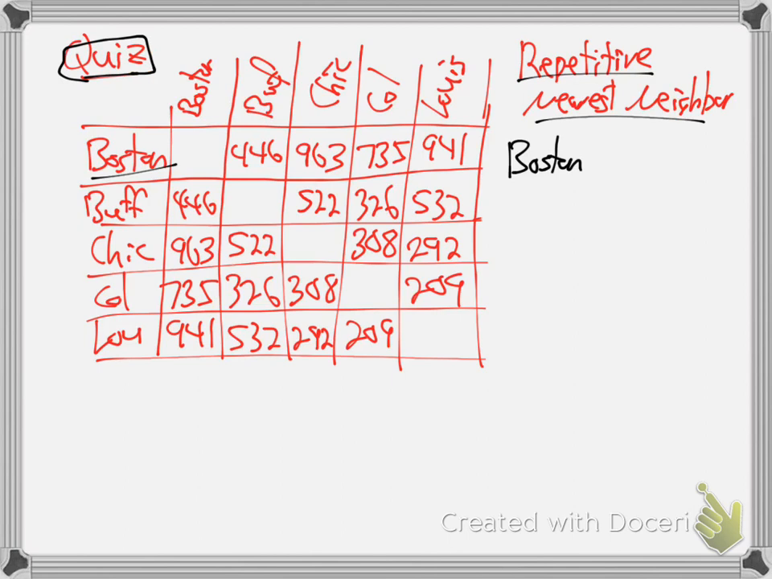Let me help you with reading this chart. As you go across the top, when it says Boston to Buffalo is 446, that's how far apart they are. You go across with your hand and down. So Boston to Buffalo, 446 miles. That's how far apart they are. And Boston to Chicago, 963. Boston to Columbus, 735. And Boston to Louisville.